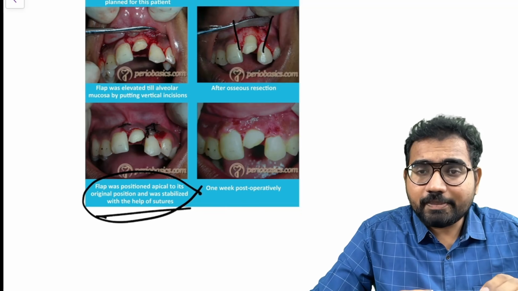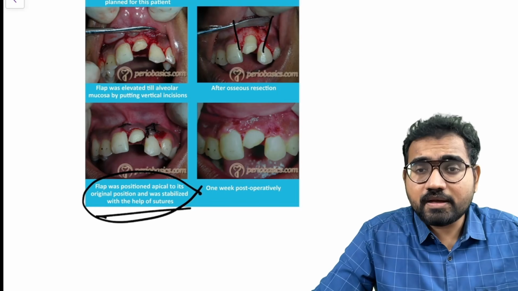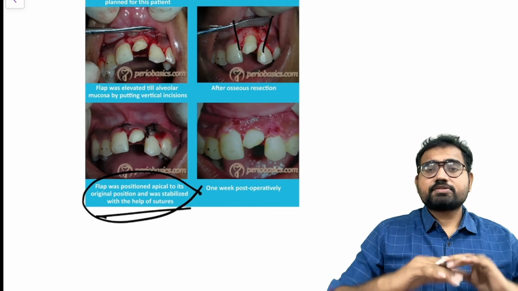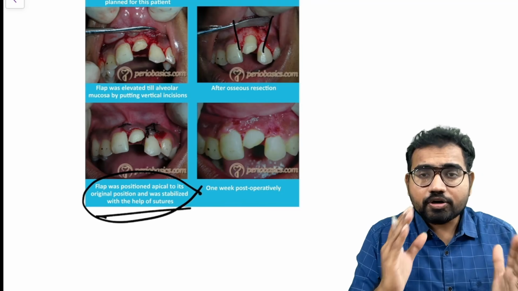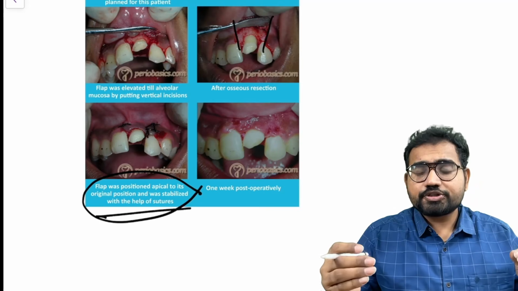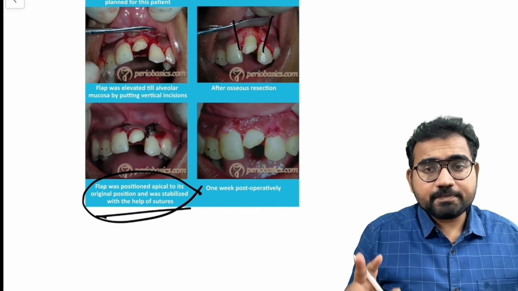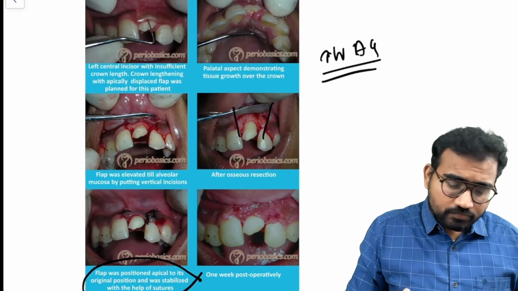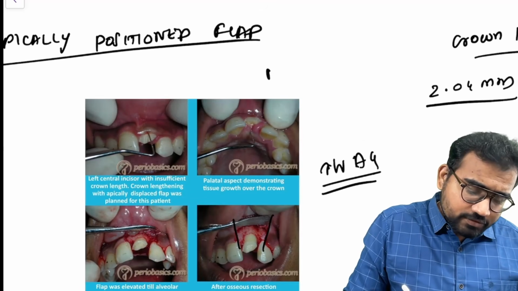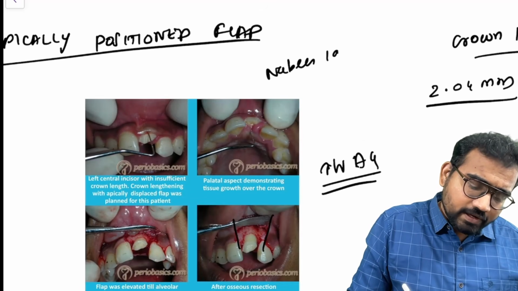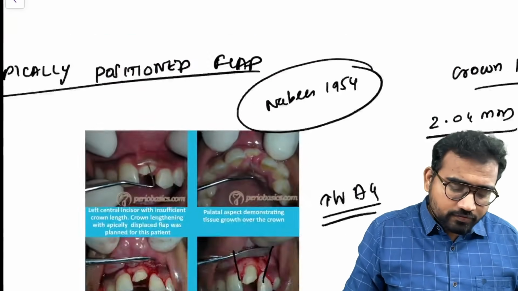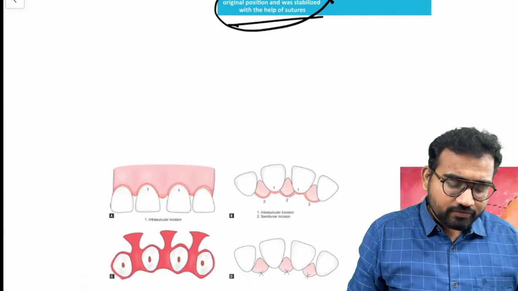So the apically repositioned flap again becomes a displaced flap: two vertical releasing incisions, full thickness flap, osseous recontouring, positioning the flap apically. The apically repositioned flap increases the width of attached gingiva also. It was given by Nabers in the year 1954. So this is about the apically repositioned flap.